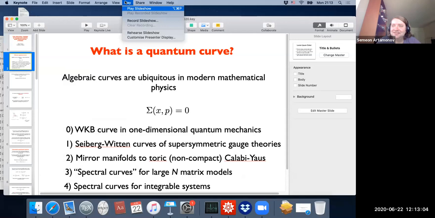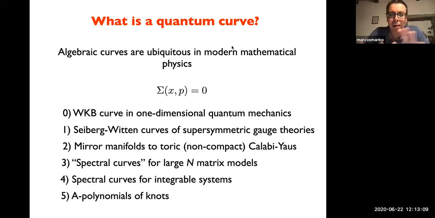So what is a quantum curve? Well, standard algebraic curves are actually ubiquitous in modern mathematical physics. Perhaps the simplest example is the WKB curve. When you do the WKB method in one-dimensional quantum mechanics, you use algebraic curves to do calculations of semi-classical spectra. This is a very classical example, but in the last 20 or 30 years, we have seen many problems in mathematical physics which are solved by using an algebraic curve. A famous example are Seiberg-Witten curves for supersymmetric gauge theories. Then there are mirror manifolds to toric Calabi-Yau, which are encoded in curves. This is one of the examples that I will mostly focus on in the talk.